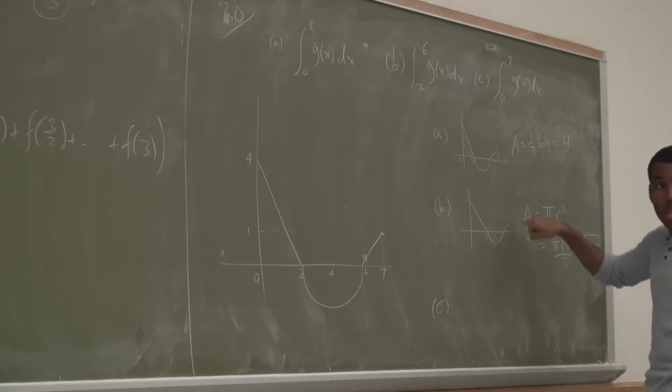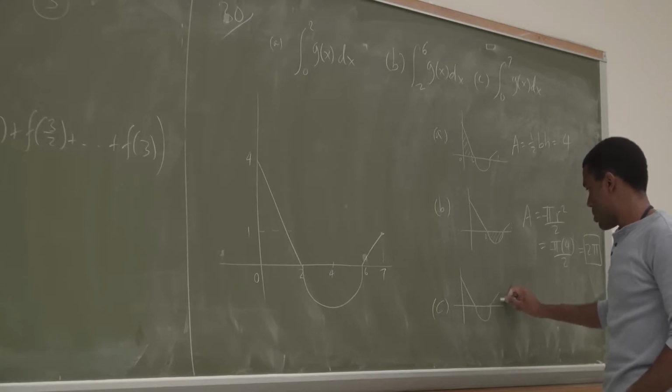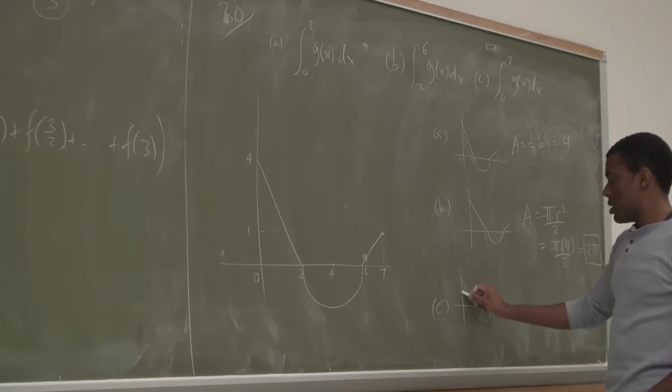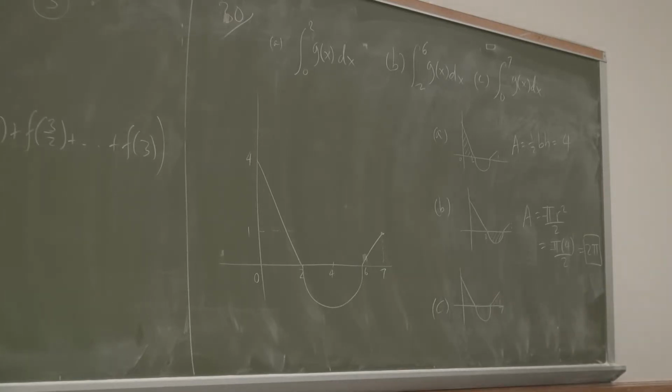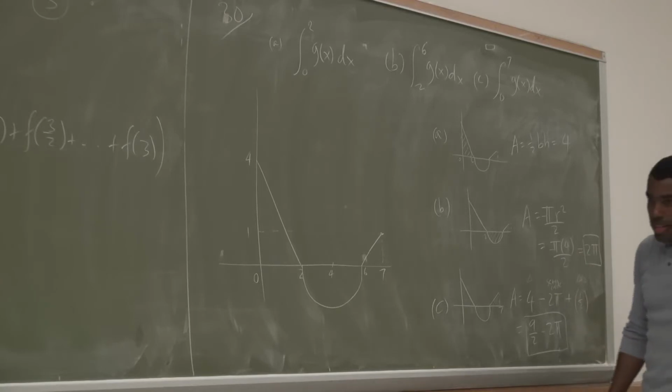Minus, yes, because it's underneath the horizontal axis. If we have this, it goes from 0 all the way up to 7, so you want the net area of that. The area is going to be 4, which is the first triangle, minus 2 pi, which is the semicircle, plus the other piece, half base times height, just 1/2, which is the second triangle. So it's 9 over 2 minus 2 pi. This is just testing if you understand that the definite integral is really measuring areas. So you're just finding the area.